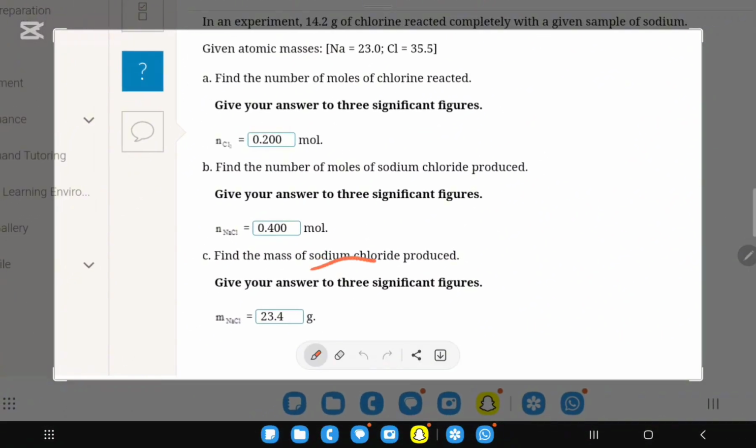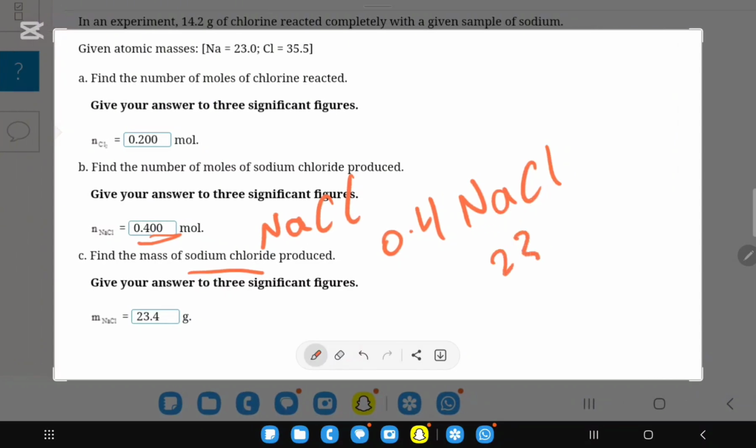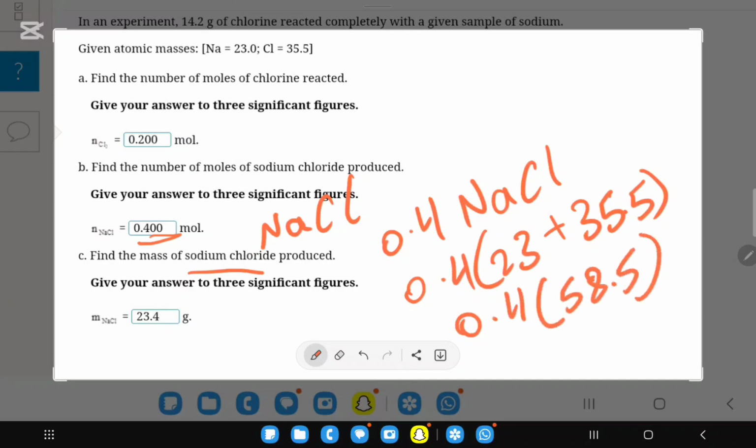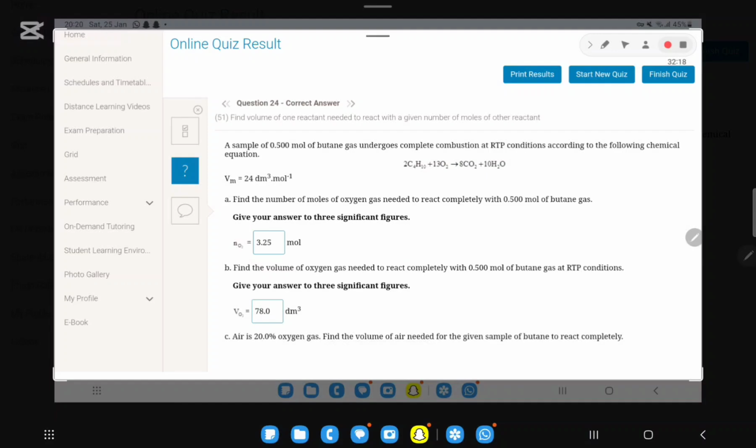Now they want the mass of sodium chloride produced. Sodium chloride NaCl. You multiply the molar mass by the coefficient. We have 0.4 moles of NaCl. Na is 23, Cl is 35.5, times 0.4, 0.4 times 58.5. You put it into your calculator. You get 23.4 grams. 3 significant figures. It's already 3 significant figures, so you put it as it is. If you realize, this week is a lot of repeat from last week.